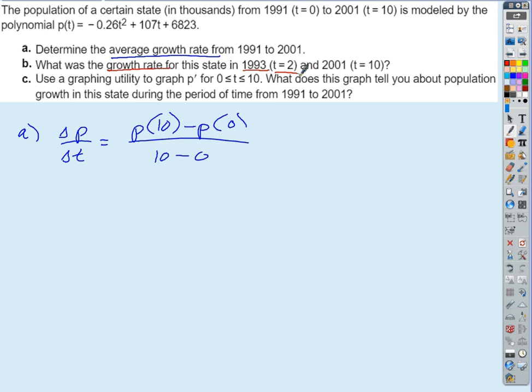Okay, so for part B, what they're really wanting there is p prime of 2 and p prime of 10, right? That's going to give us back the instantaneous growth rate, rate of change, right? Everybody see that? And then part C, well, let's just look at this. We've got to look at it to answer that one.